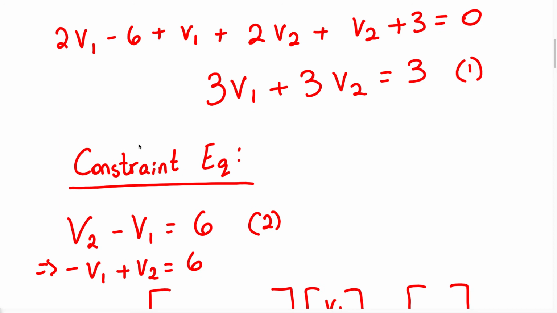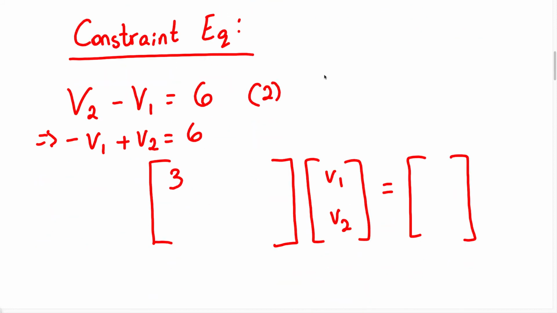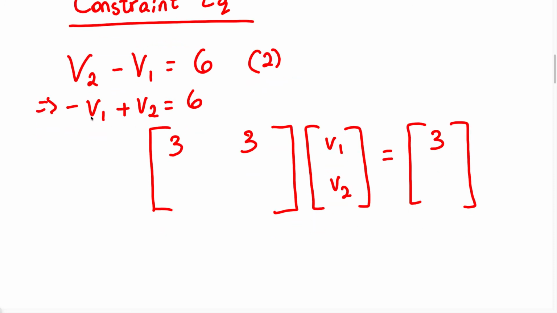Okay? So we know for our first equation, we have a positive 3 V1. So I'm going to write positive 3. Then we have a positive 3 V2. Then that equals positive 3. Now for the second equation, we have a negative 1 for V1, then we have a positive 1 for V2, and that equals 6.